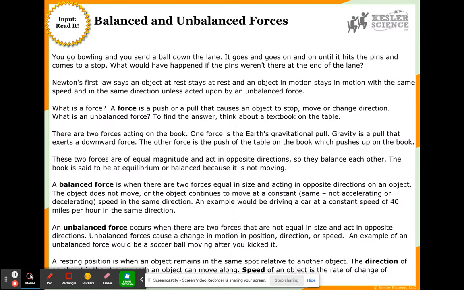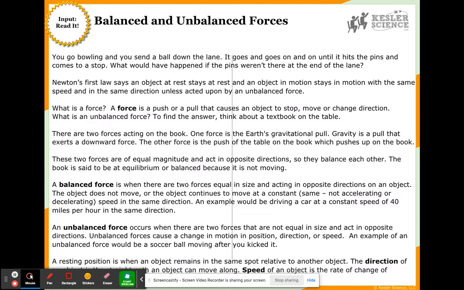Newton's first law says an object at rest stays at rest, and an object in motion stays in motion with the same speed in the same direction unless acted upon by an unbalanced force. What is force? A force is a push or a pull that causes an object to stop, move, or change direction. What is the unbalanced force?